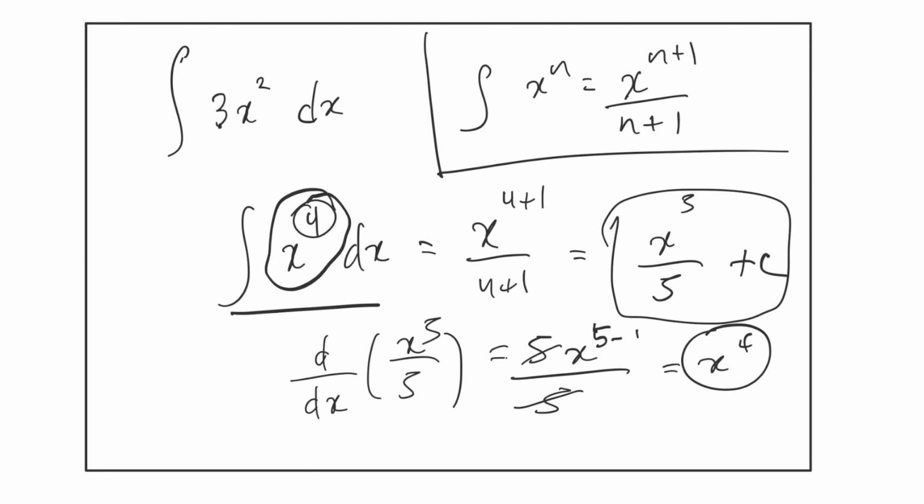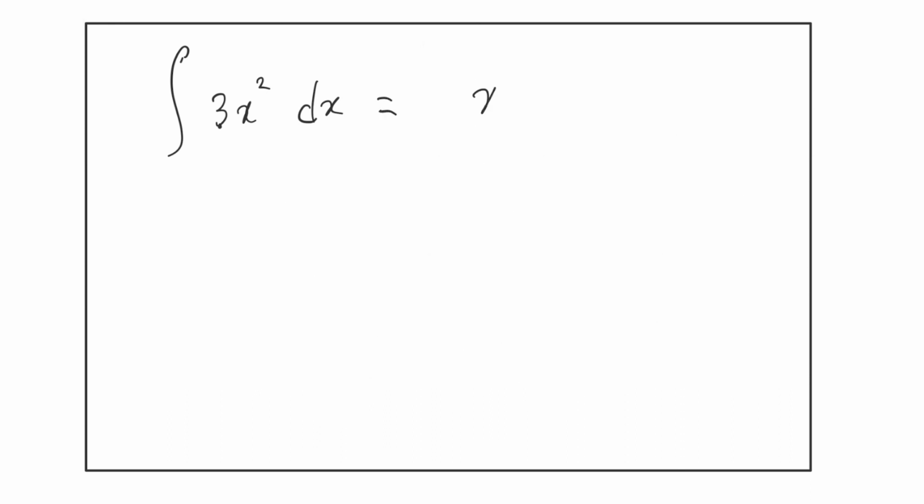Now let's apply that to our integral above. This is equal to x, n is 2, so we add 1, because when we were differentiating, we were subtracting. So now we're doing the inverse of that.